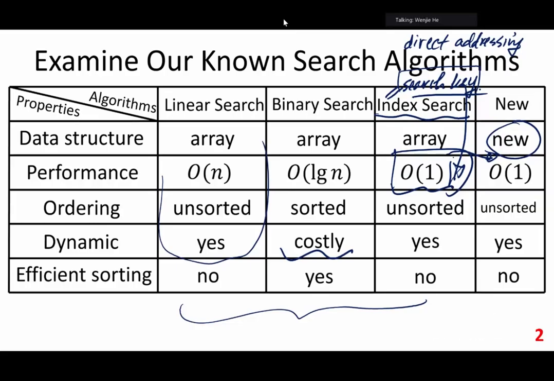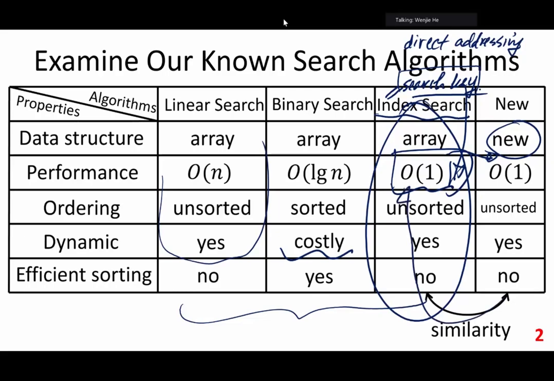All right. Then you can see this new method actually borrows a lot of properties from this index search. Index search has a big drawback. But this new method targets the drawback of this index search. It used some smart idea to overcome the big drawback of the index search. Then it is a good, efficient search algorithm.